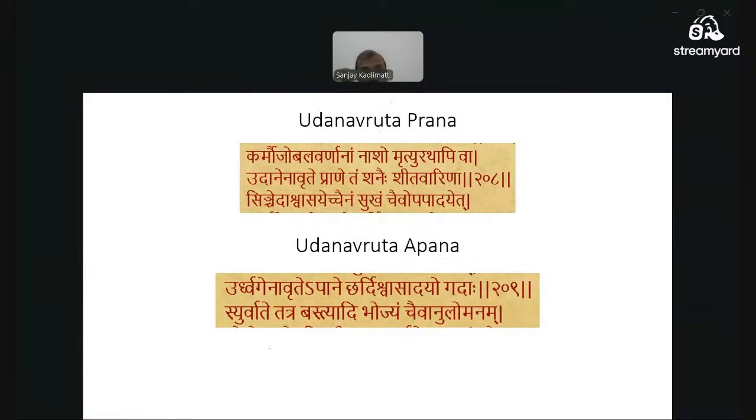Udana Vratapana, Urdhvagena Avrate Apane. Udana is doing the Apana Avarana: Chardi, Shwasadayo Gadaha. Vomiting, Shwasadi Gadaha, Pratiloma Vayu, Shwasa. Survate Tatra Bastyadi Bhojam, Chayavan Lomanam. Basti can be given, or Pramatya, Anulomana Bhojya, Deepana Pachana and Anulomana Bhojana can be given, because Apana should also be corrected along with Udana.